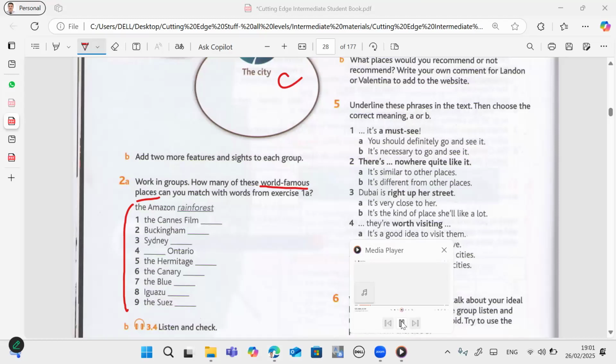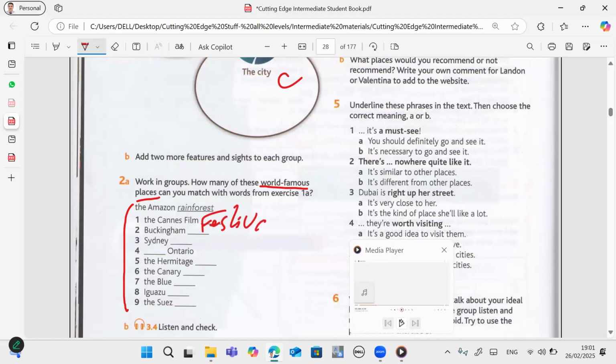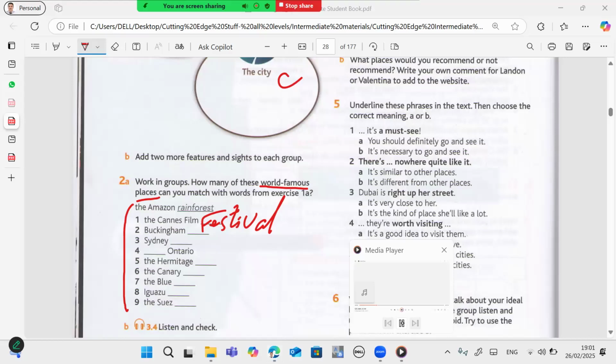2. The Cannes Film Festival is one of the biggest film festivals in the world, and probably the most important. Okay. The Cannes Film Festival. What do you know about it? Rahim. The biggest film festival, right? Yes, the biggest film festival in the world, and maybe the most important one in the world. Okay. Right. Next.